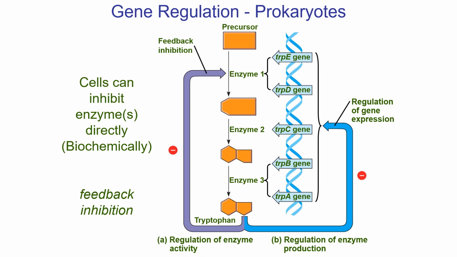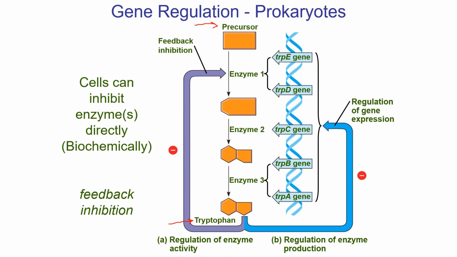Let's start by looking at the left-hand side of the diagram. So we have our precursor at the top, and we have our end product at the bottom, tryptophan. There's 3 steps to this process, and they're each catalyzed by a different enzyme. And you can see the genes that code for those enzymes on the right.